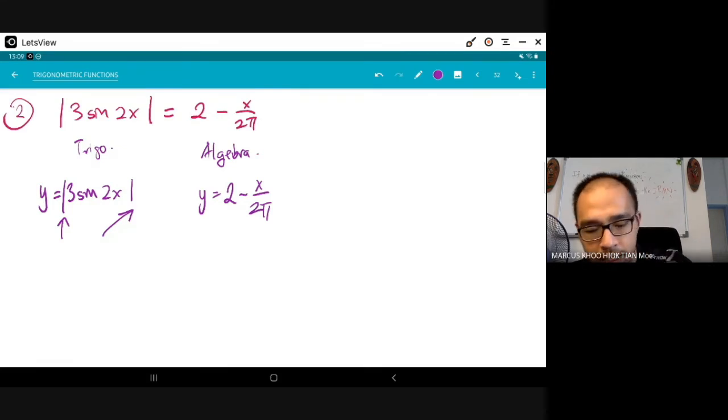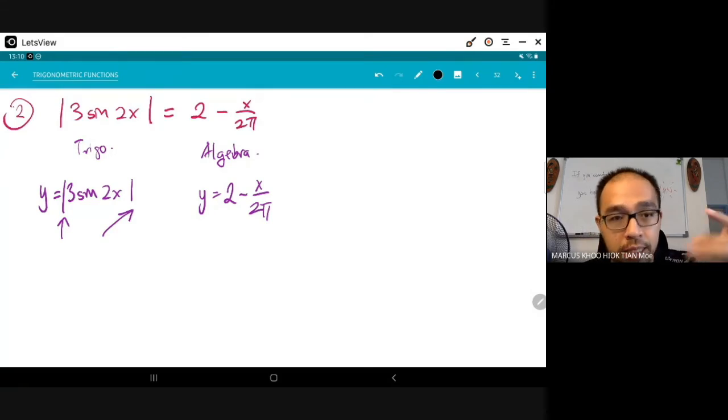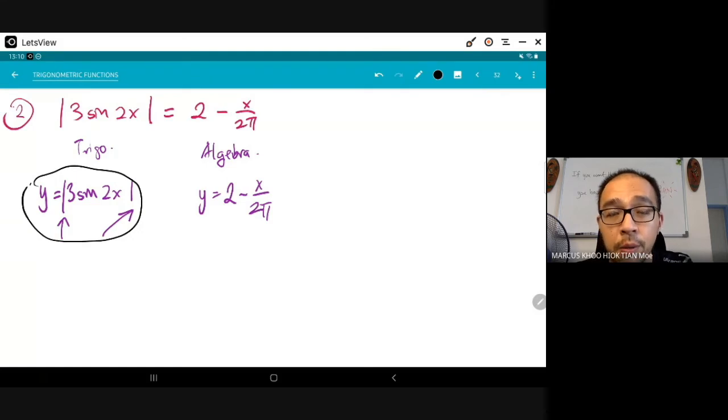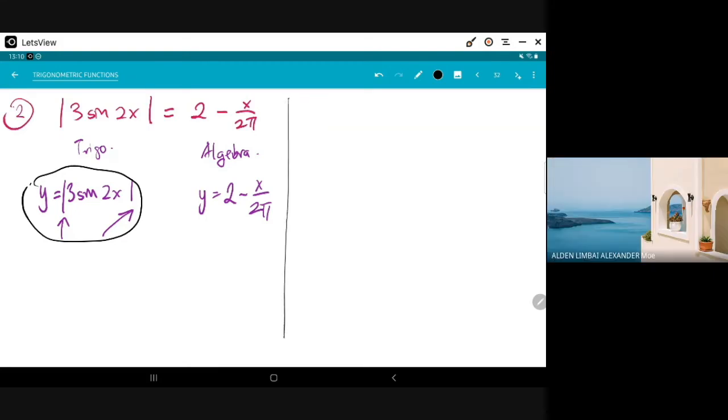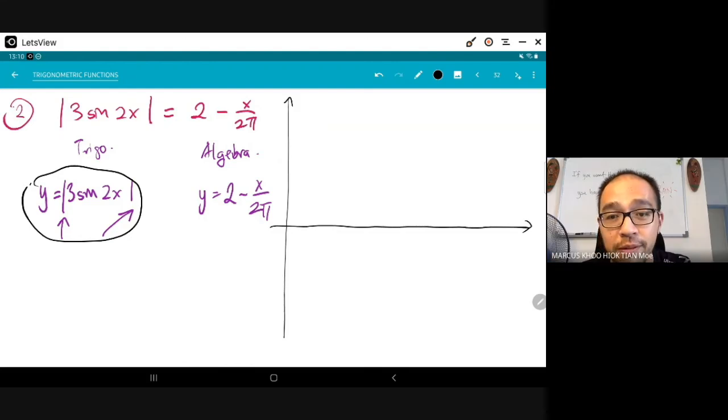Okay, let's continue. First of all, can somebody tell me, this trigonometric graph, what does it look like? Can you describe to me how the graph looks like? Like mountains, hills. How many mountains are there? 4. Okay, there will be 4.